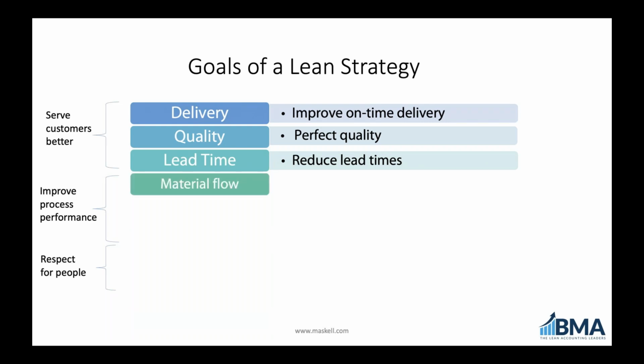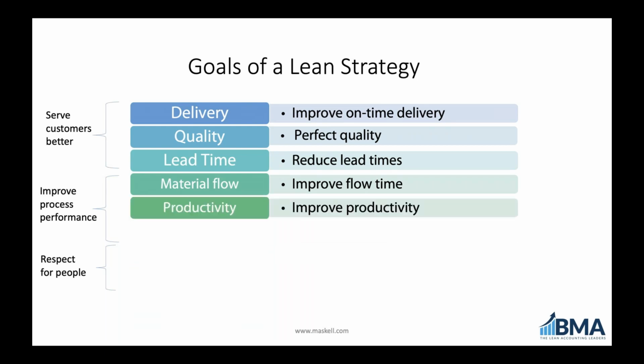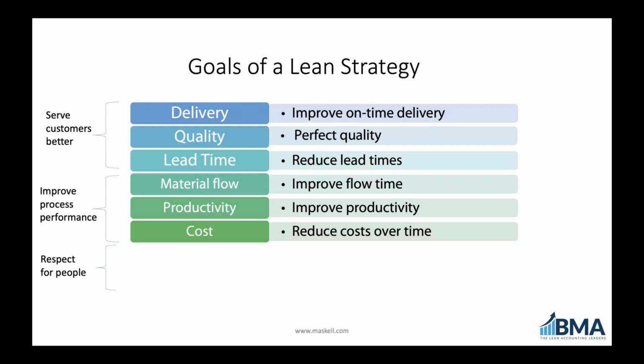In terms of improving process performance, specifically in manufacturing, improving material flow, improving the flow time, having the material flow through the business faster, productivity of your processes, improving the productivity. You eliminate waste, you create capacity, you can get more out with your existing resources. And cost. Lean is a method to reduce costs over time.